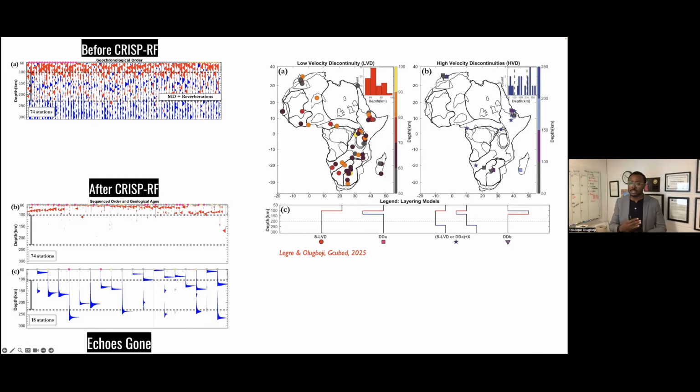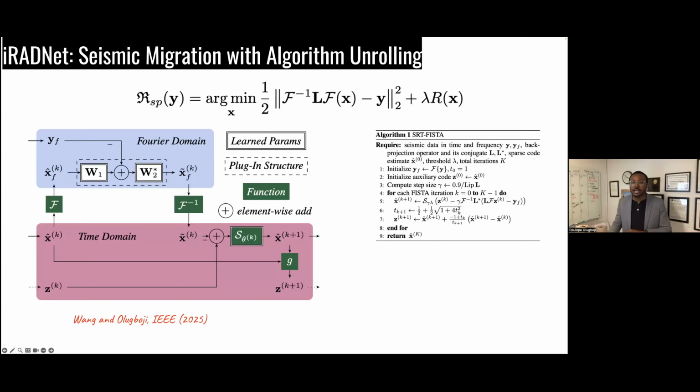With anisotropy, we can track rock's internal fabric, providing a rich view of tectonic deformation. So let's now turn to IRADNet. This is a deep algorithm unrolling technique. It takes a conventional iterative migration algorithm that solves the migration problem you're seeing on the top. And each iteration in that algorithm is unrolled into a layer of a deep neural network shown on the left.